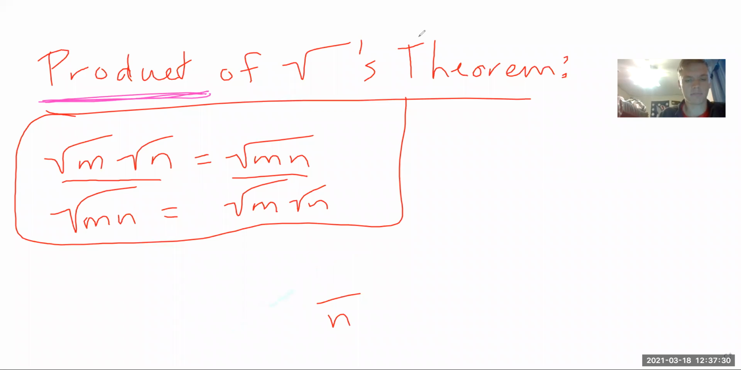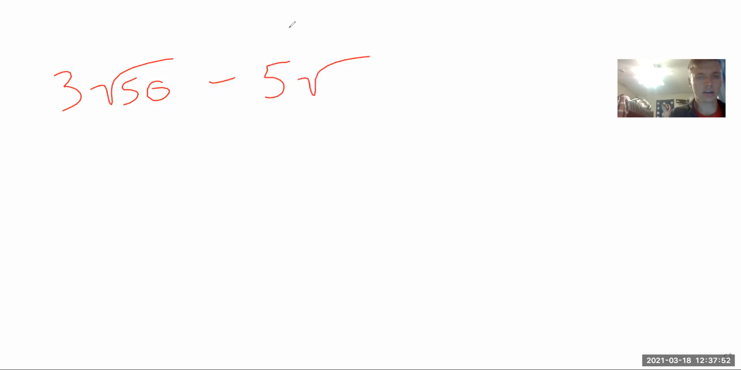Here's a problem from the book that they might throw at you. They have 3 times the square root of 50 minus 5 times the square root of 200. They explain this in the book. I'm going to work through it really fast. And you're thinking, oh boy, here we go. Well, looking at this first, you can't subtract these two because they're different radicals.